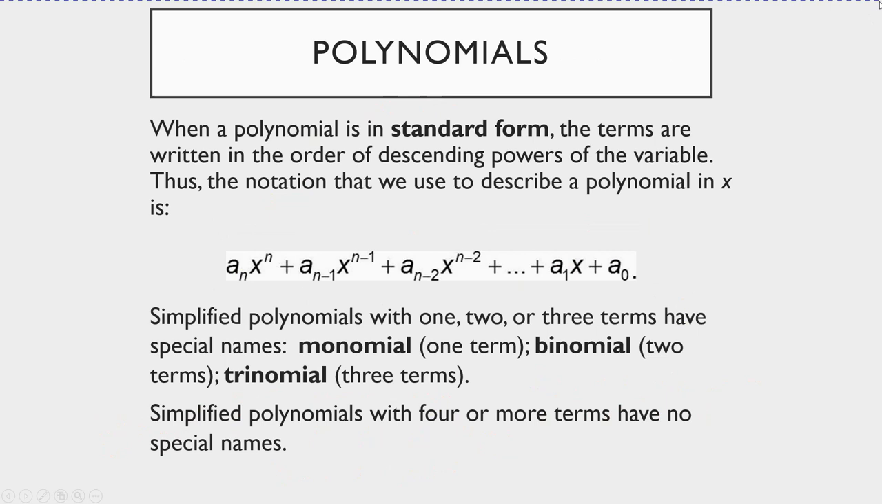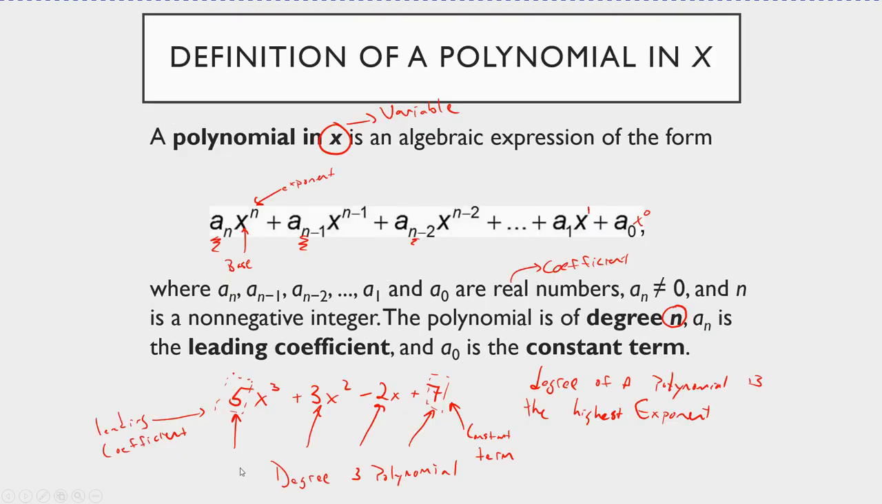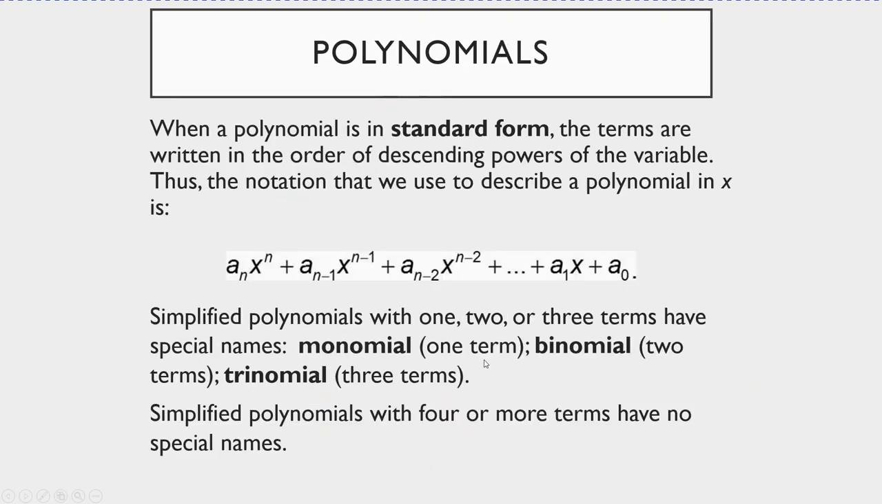Now, when a polynomial is in standard form, the terms are written in order of descending powers of the variable. So for example, this is in standard form because it starts with the cube, then goes to the square, and then the x, and then the constant term. All right, thus the notation that we use to describe a polynomial in x is the same notation here. All right, it's also from the previous slide.